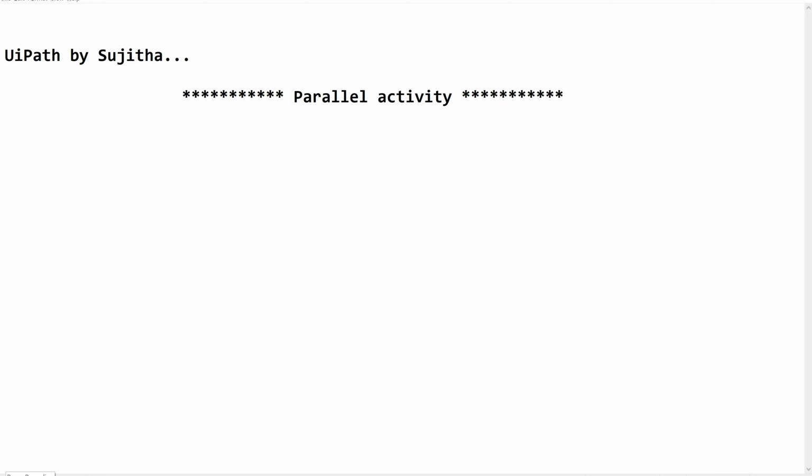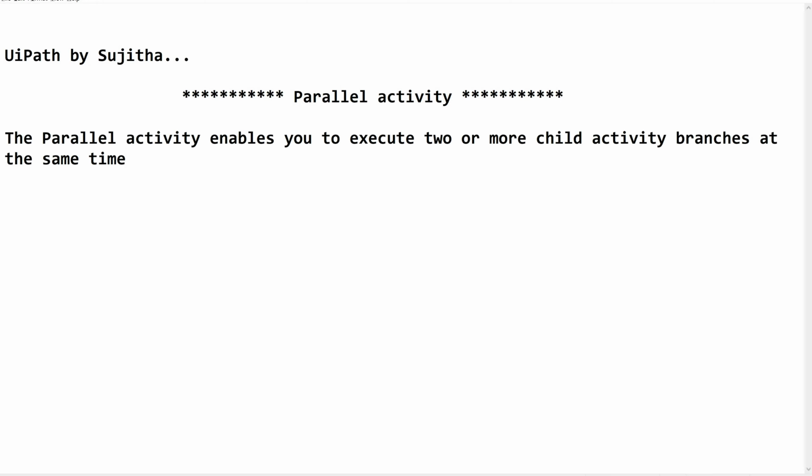In this video, we are going to learn about parallel activity from UiPath Studio. Whenever there is a need to execute two or more child branches, that means two or more sets of activities, at the same time, that means in parallel, then we can go with parallel activity. Let me give you clear usage.